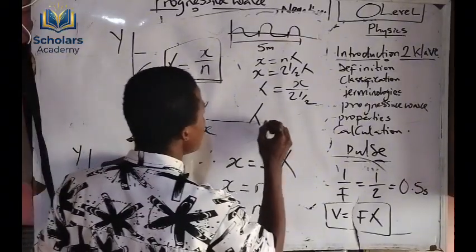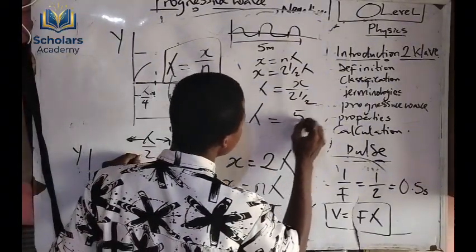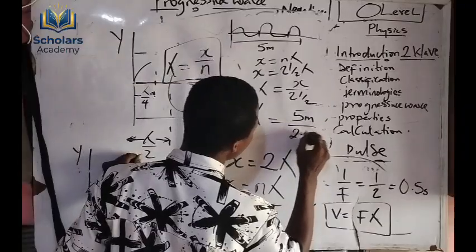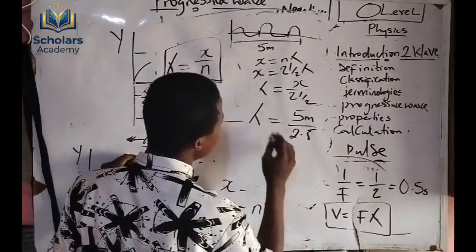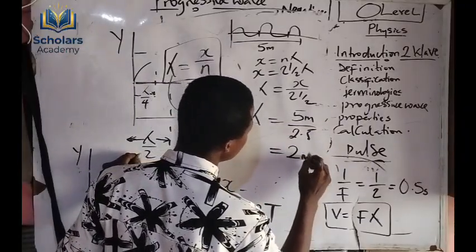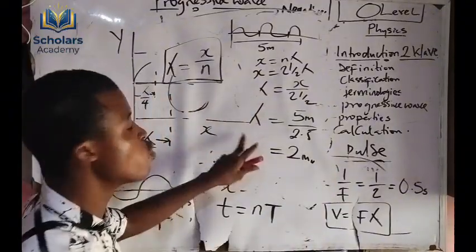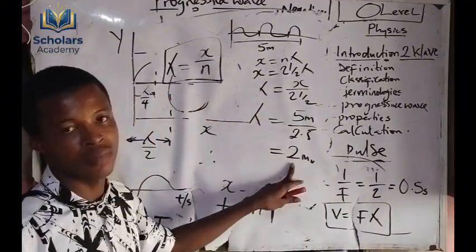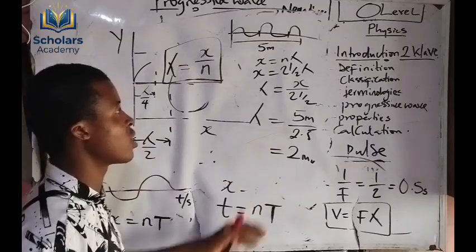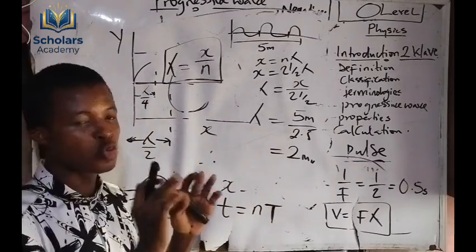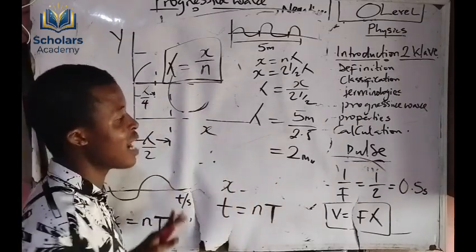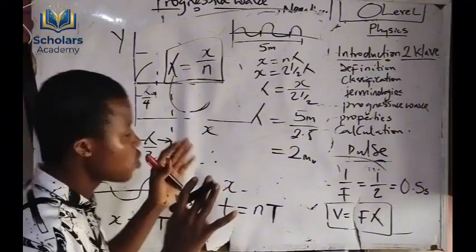So the wavelength equals X, which is 5 meters, divided by 2.5. Are you with me? 5 meters divided by 2.5 should be 2 meters. So it means the wavelength equals 2 meters. And they can also ask you for frequency and that thing. With this, you should be able to solve any question relating to a diagram. So that's about the calculation.